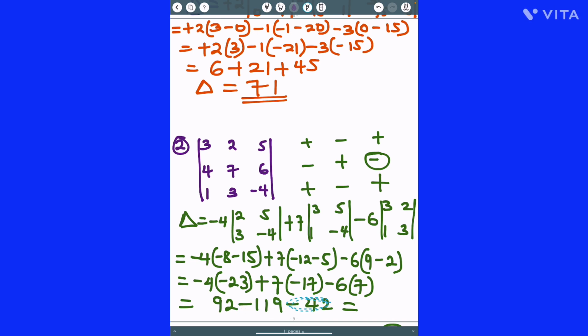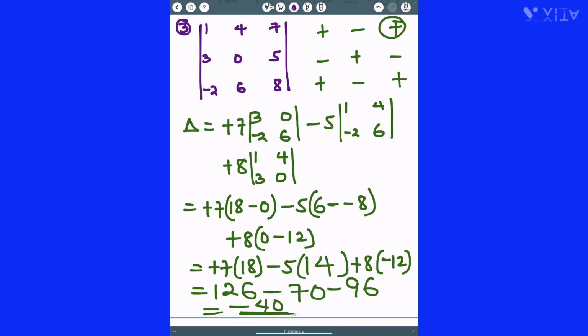You press your calculator to get that. What does it give you? 92 minus 119 minus 42. That gives me minus 69. So my determinant is minus 69. Let's go to question 3.